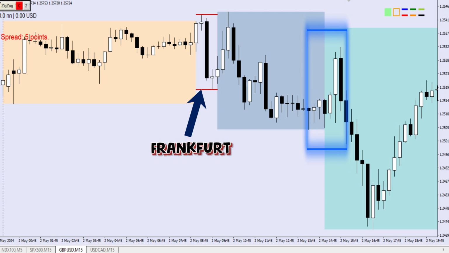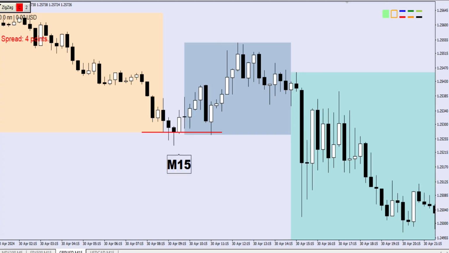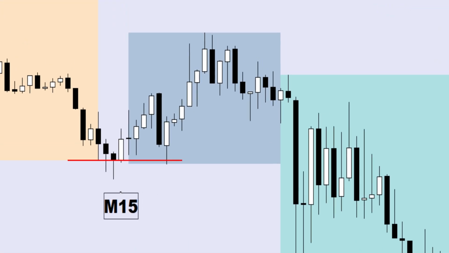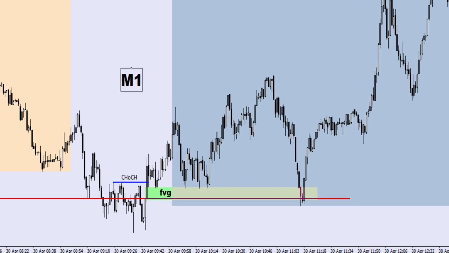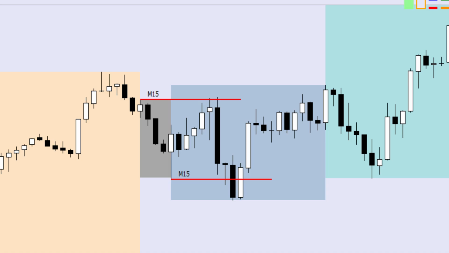I tested such settings over a long time period. My working time frame is 15 minutes, and I consider entry on a 1-minute time frame. Let's look at a few examples.